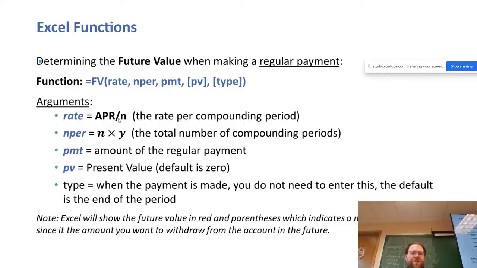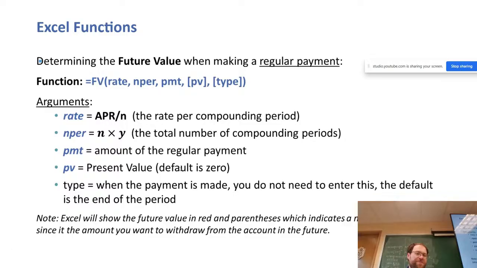And again, interest rate divided by number of times it compounds in a year is the rate. N per is whatever N is, the number of times it compounds in a year, times Y, so the amount of time. PMT is the regular payment amount. So say you were depositing $100 a month. 100 would go in for payment there.